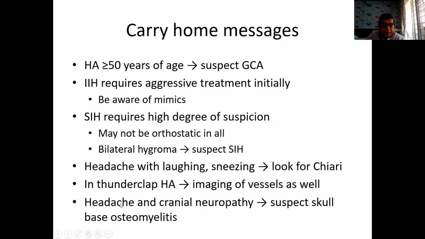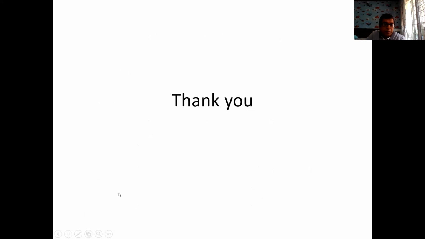And if the headache is associated with cranial neuropathies, you are not just thinking of skull meningitis, but also think of skull-base osteomyelitis as an important condition because it requires different treatment. I think I'll stop here. Thank you very much.